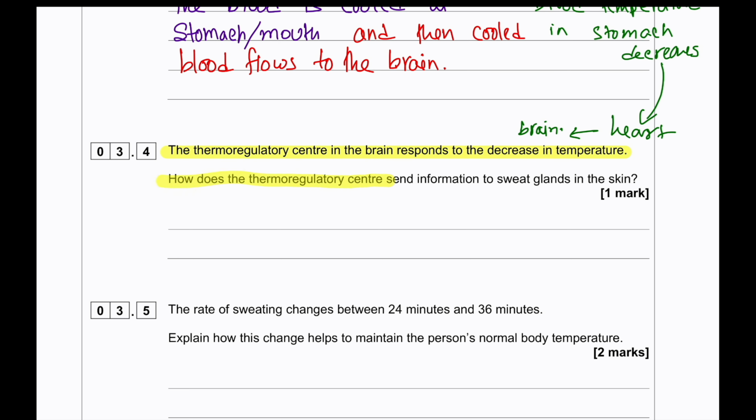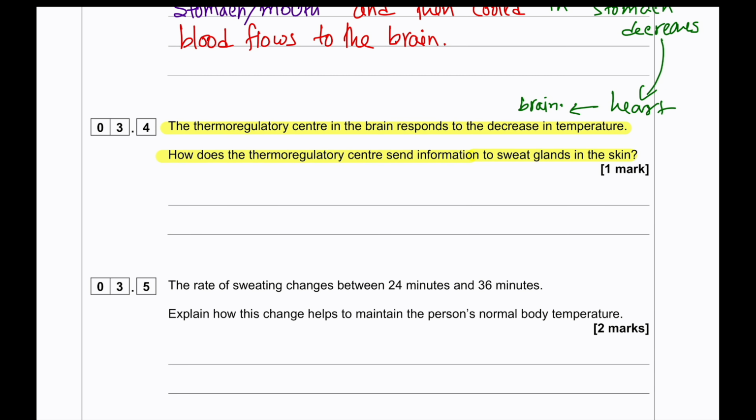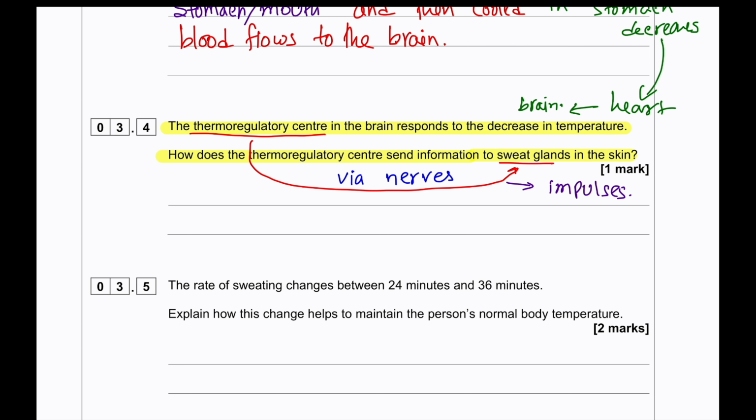How does the thermoregulatory center send information to the sweat glands in the skin? So the thermoregulatory center is connected to the sweat glands via nerves, and nerves communicate by impulses. So we'll write down the answer: via nerve impulses.